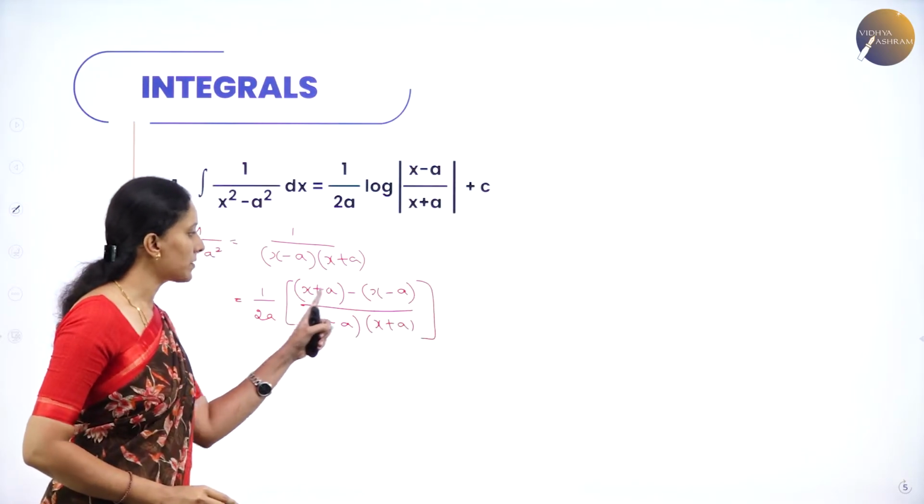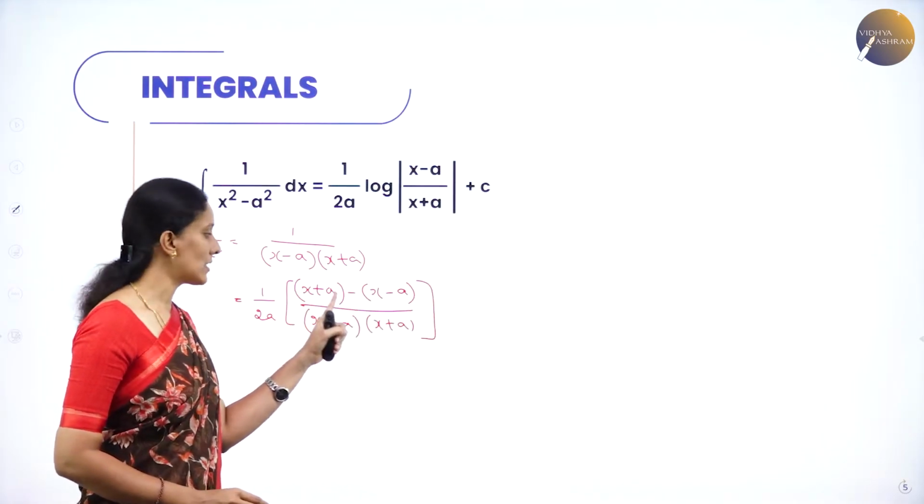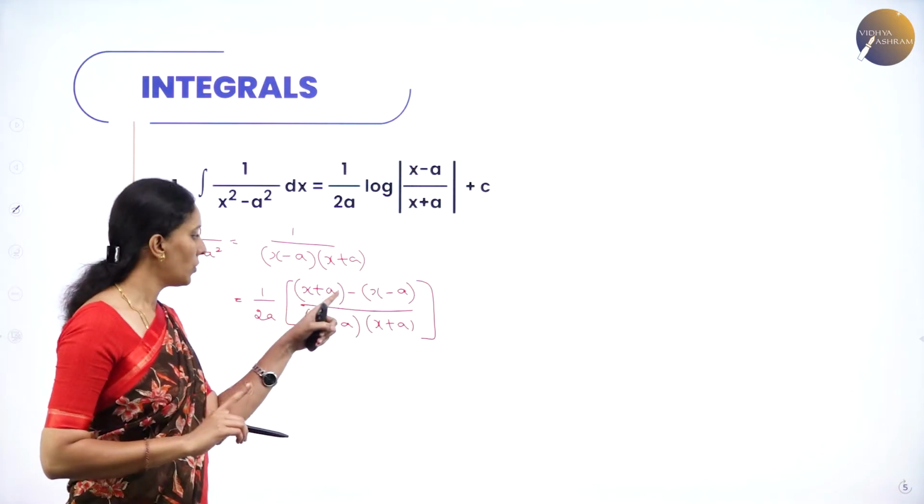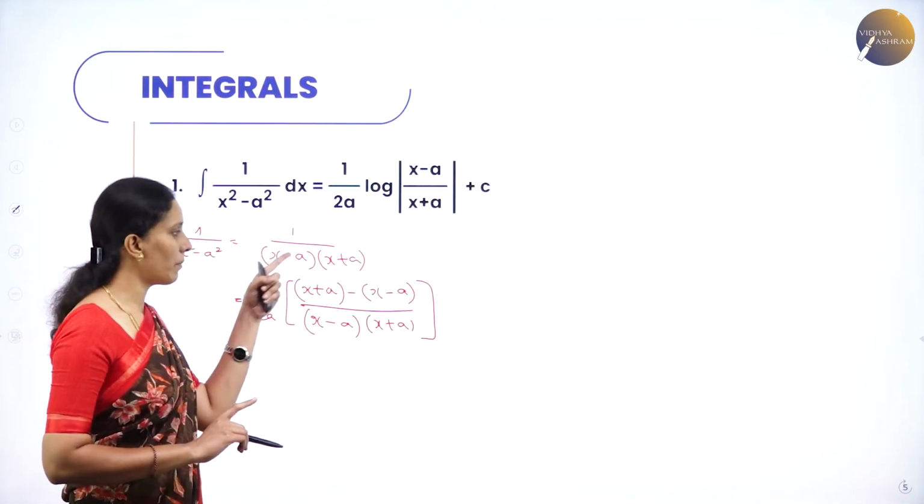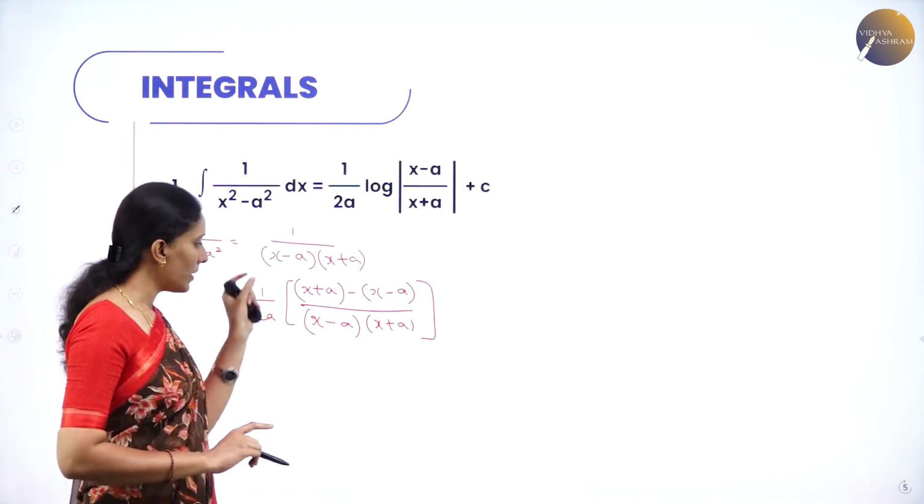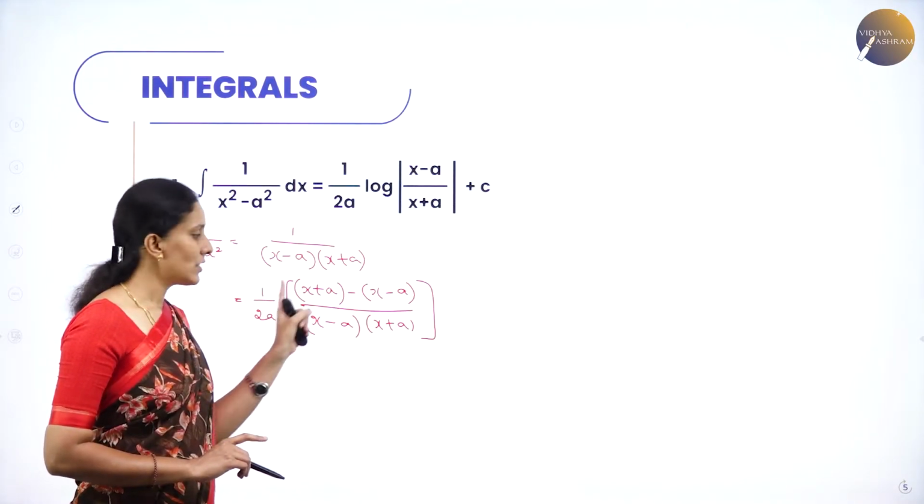See here, when you expand this, x and minus x get cancelled. a plus a becomes 2a. 2a and 2a also get cancelled. So you will get back the same result. So this can be rewritten in this form now.